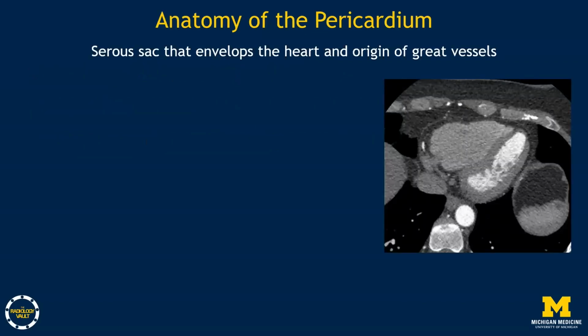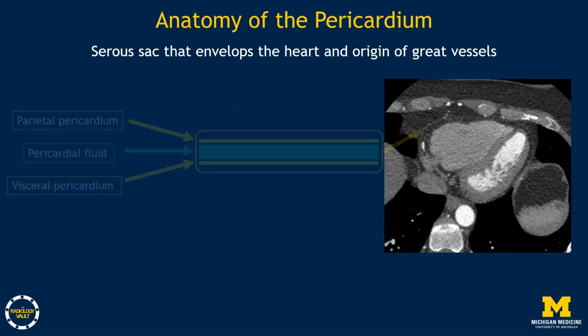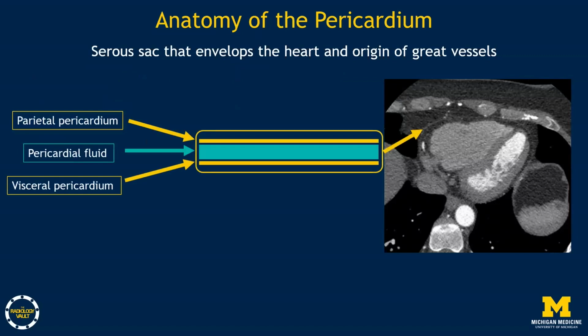The pericardium is a serous sac that envelopes the heart. You can see this as a thin line surrounding the heart on cross-sectional imaging. This thin line consists of two layers, an inner layer called the visceral pericardium and an outer layer called the parietal pericardium. Normally, there is a tiny amount of fluid in between the two layers.